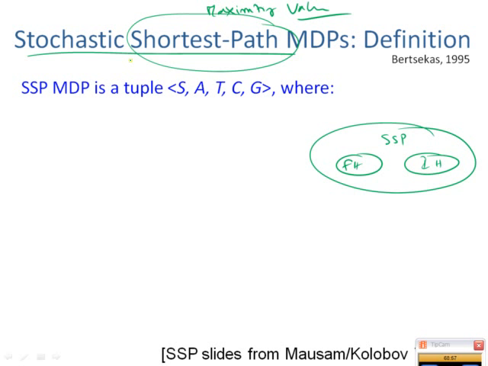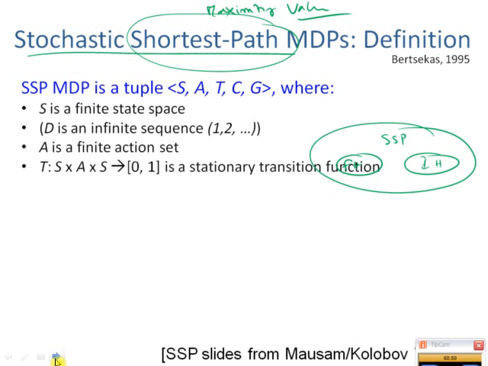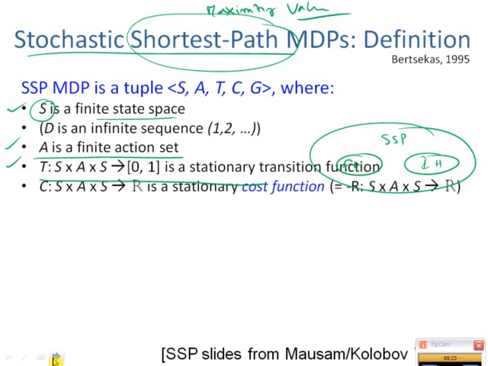Okay, so what is the SSP? You do have a set of states, which is a finite state space. And you have a finite action set. And you do have a transition function just like this. All of this is common, the same as before. And then what else? Now instead of reward, we tend to talk about costs.